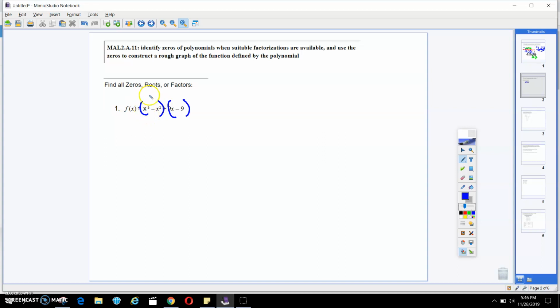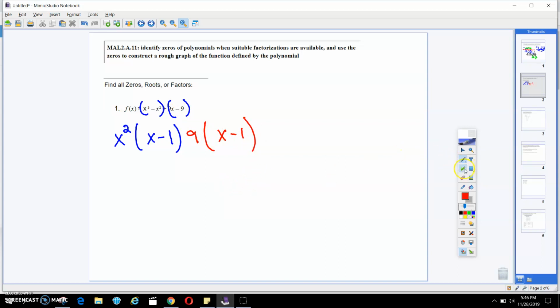So what does x cubed and negative x squared have in common? Well, they both have an x squared in common. Well, what's x cubed divided by x squared? x. What is negative x squared divided by x squared equal? Negative 1. All right, cool. I'm going to repeat that same process over here. So what does 9x and negative 9 have in common? Well, they have a 9 in common. What's 9x divided by 9? x. Negative 9 divided by 9, that's going to give me negative 1.